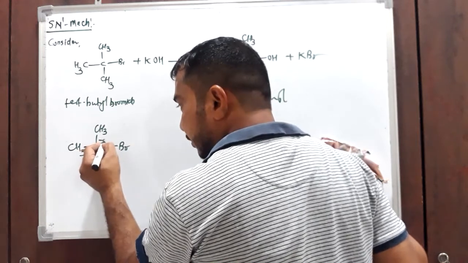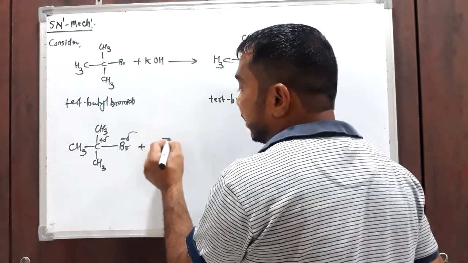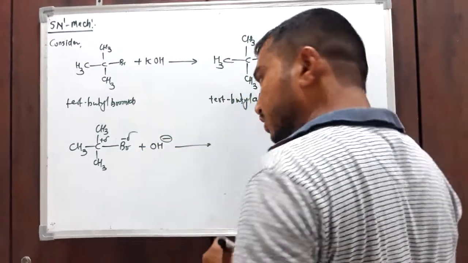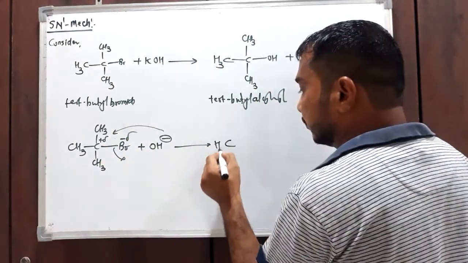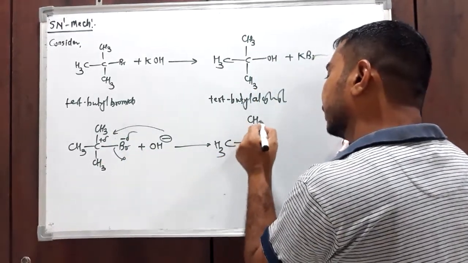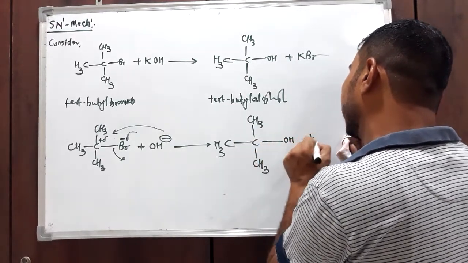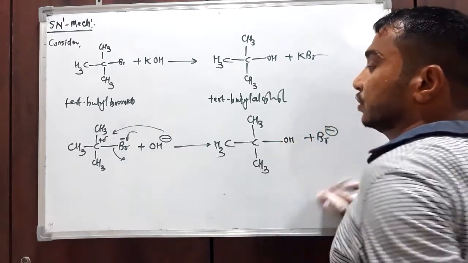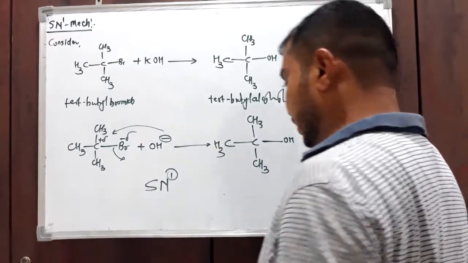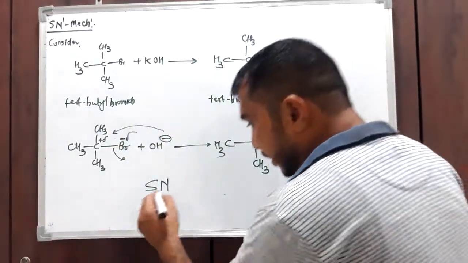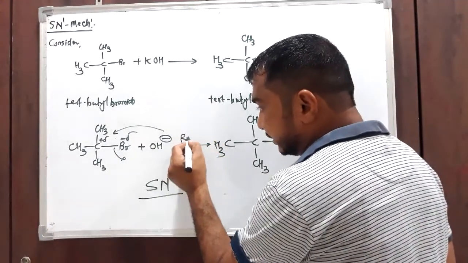Now just consider its ionic reaction. Here this carbon is partially positive, Br is partially negative, and this is the OH minus ion. This OH minus ion is actually replacing the Br minus ion from the reactant. Therefore, this is a nucleophilic substitution reaction, or SN reaction.